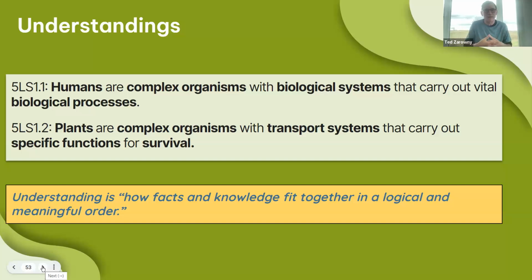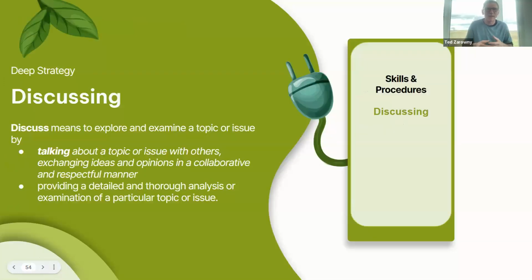And what we want to do, if we were to ask that question to students to see if they have that understanding, would say, is it true that humans are complex organisms with biological systems that can carry out vital biological processes? How is that? What does that mean? Can you give me an example of that? And they should be able to demonstrate their understanding by talking about the different biological systems that we studied. Same thing goes with the plants, right? That they're complex organisms with complex systems.